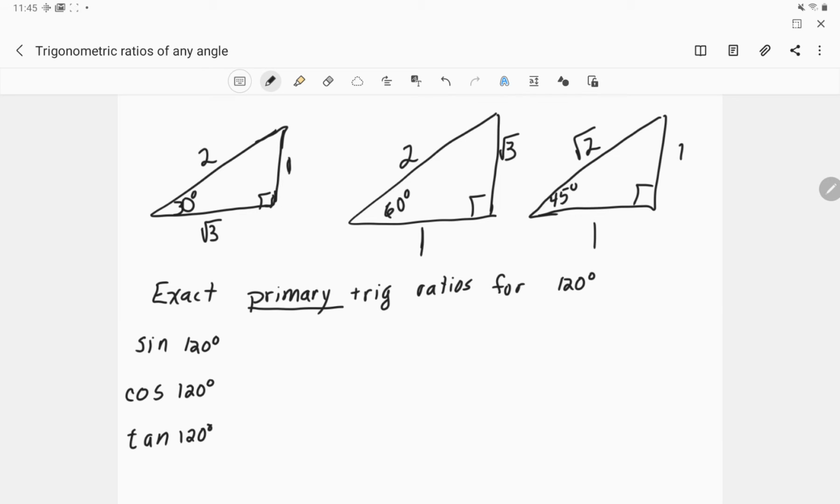If you go to your calculator and you put sine of 120 in your calculator, you're going to get a really weird long decimal answer, which means you're going to end up rounding it off.